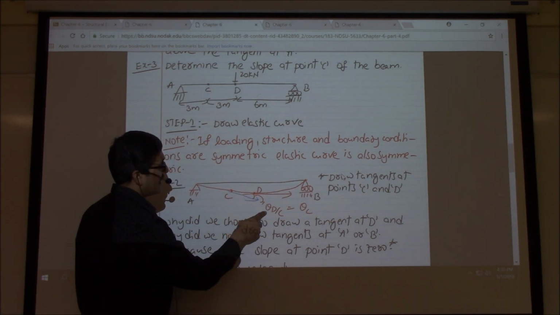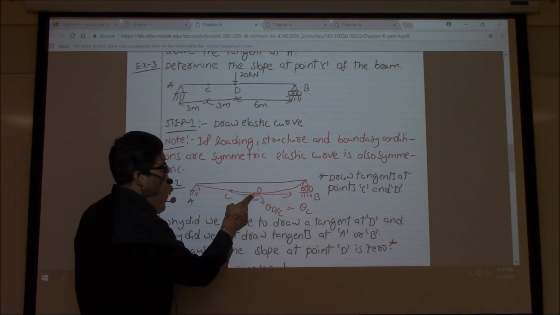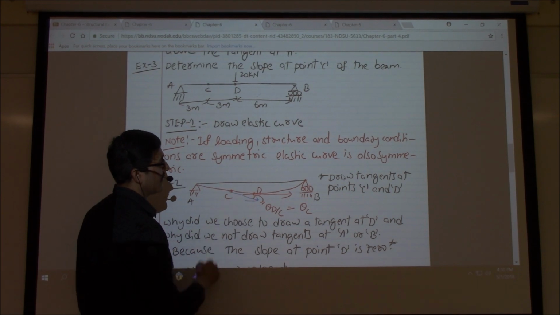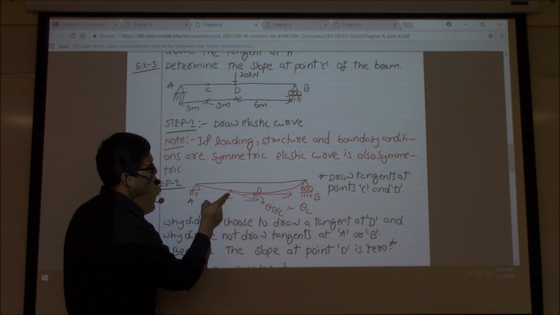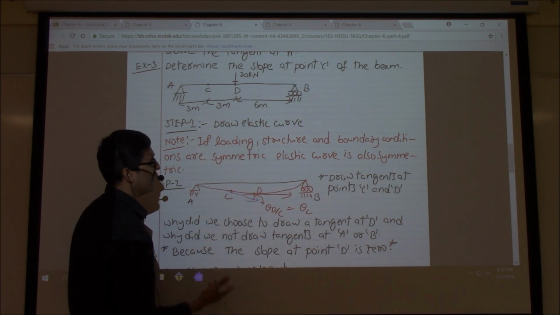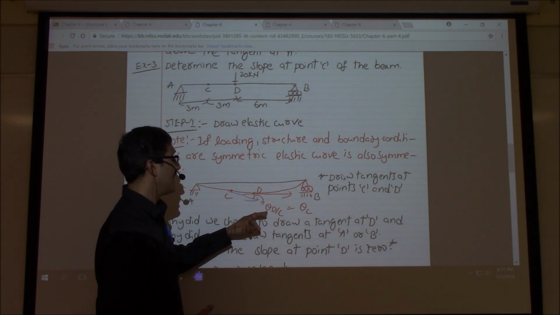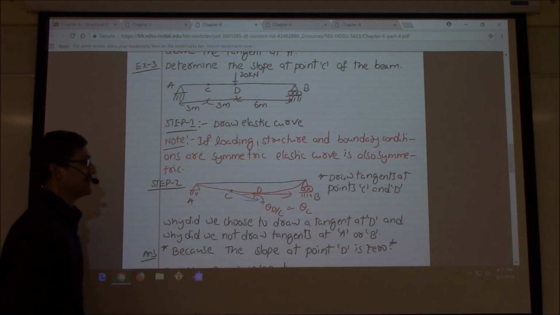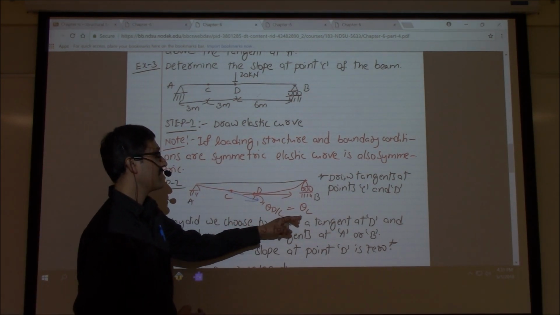So the theta D by C, that means the angle made by the tangent at D with respect to the tangent that is passing through C, is nothing but theta C, because theta C is nothing but the angle made by this particular tangent with respect to the x-axis. Here in this case, the tangent that is passing through D is parallel to the x-axis. So your theta D with respect to C becomes your theta C.